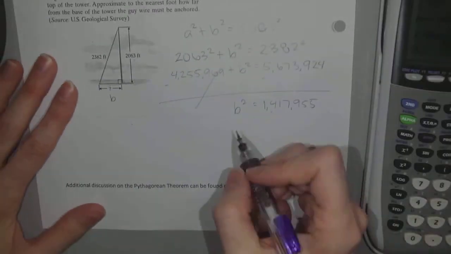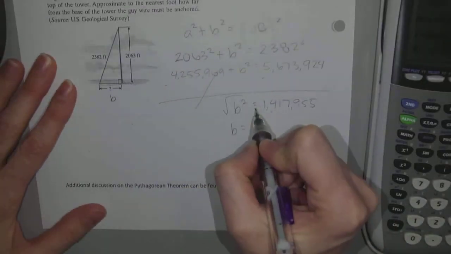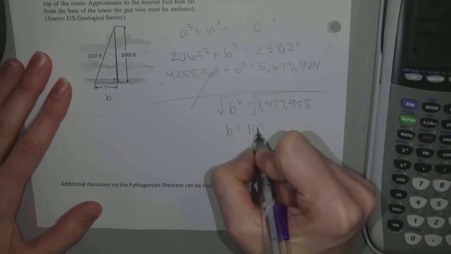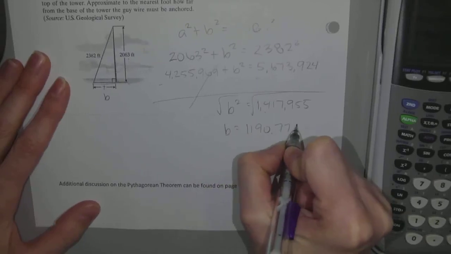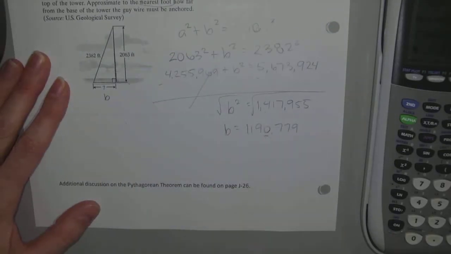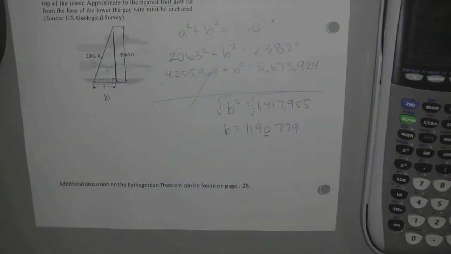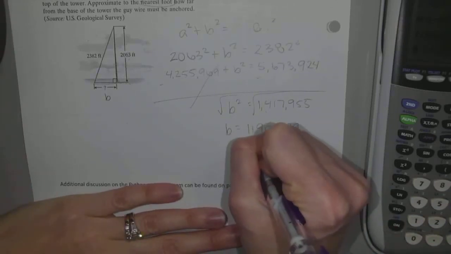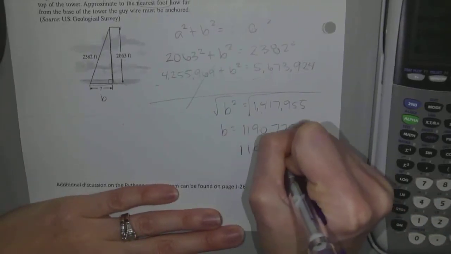So I got B, when I took the square root of both sides, 1190.779, but it said round to the nearest foot. That means the nearest whole number, right? So what's behind that 0? Technically a 7. So we're going to round to 1,191 feet.